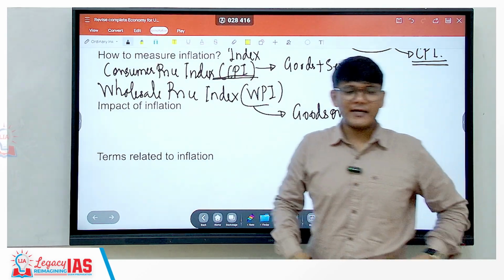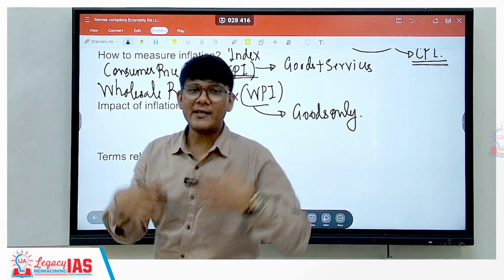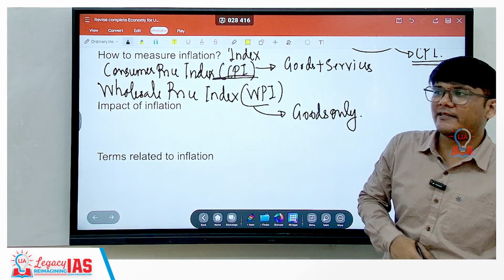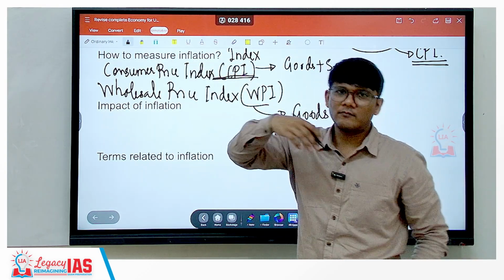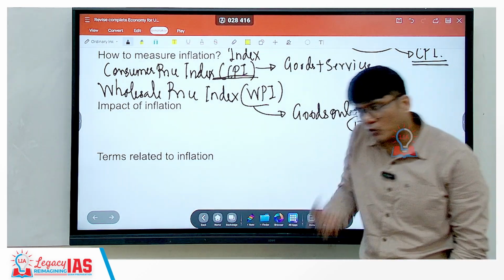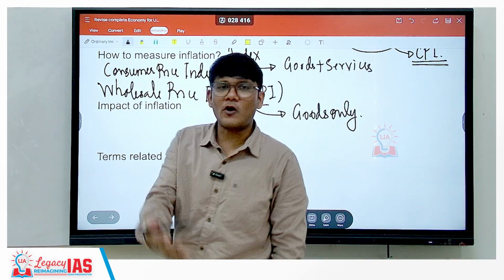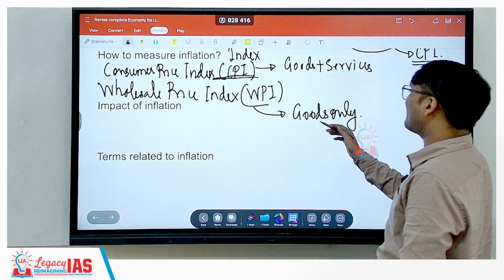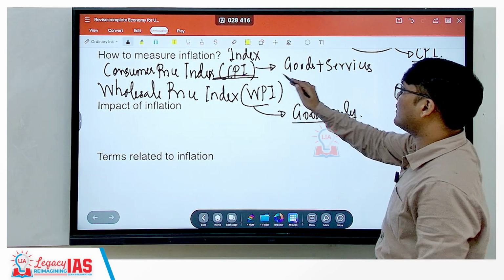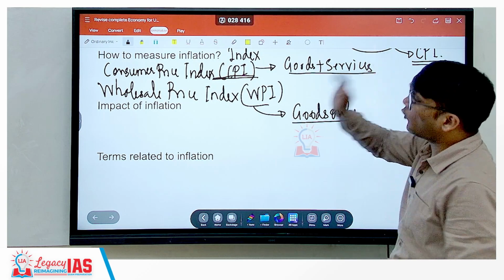For example, here I am teaching you. Now my knowledge and the knowledge of so many teachers cannot be gathered all together and then sold later on, right? So it's difficult. You can still manage to do that, but that generally does not happen. That is why in wholesale price index only goods are measured, whereas in CPI goods and services both are measured.